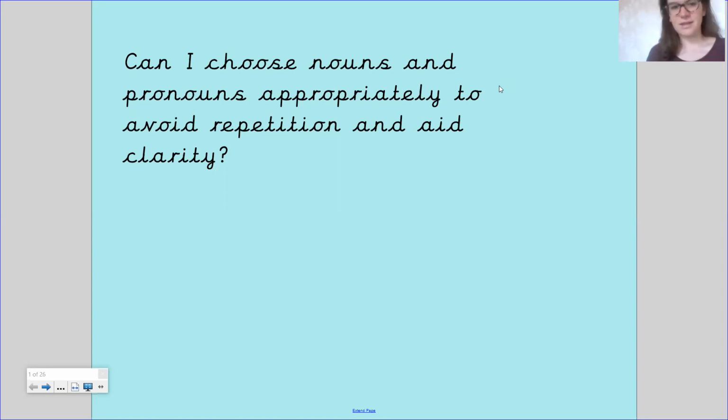Today we're going to have a think about using nouns and pronouns. So our learning objective is, can I use nouns and pronouns appropriately to avoid repetition and to aid clarity? And that just means to make sure that my writing makes sense. Okay?